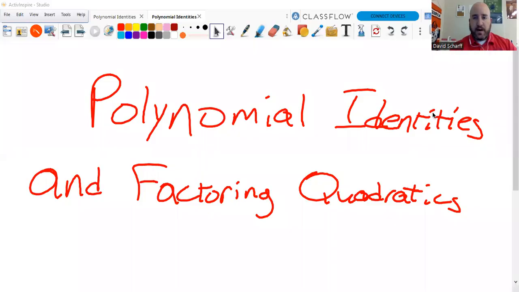It's still in our realm of factoring quadratics, but we're looking at some special cases when our quadratics fit a certain pattern. We can look for patterns to factor them. They're called polynomial identities. So let me share the screen and we will get started. All right, so polynomial identity. Basically, when you're given a quadratic, you want to see if the quadratic fits a certain pattern.